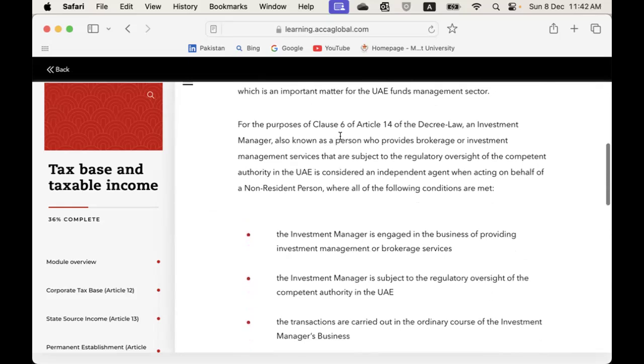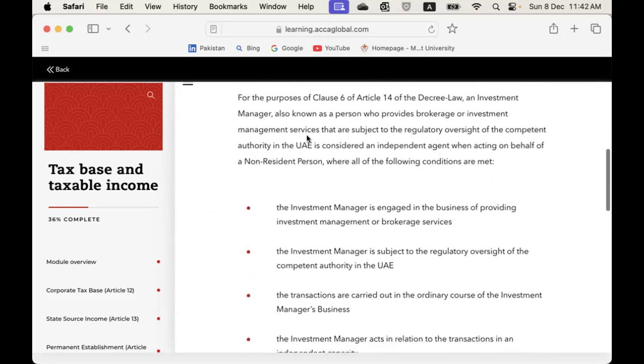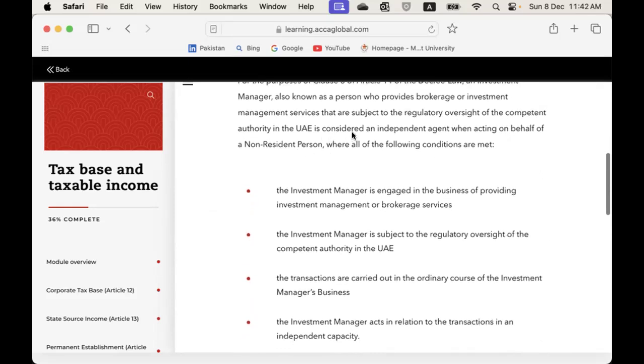Okay. For the purposes of clause 6 of Article 14, an investment manager, also known as a person who provides brokerage or investment management services that are subject to the regulatory oversight of the competent authority in the UAE, is considered an independent agent. And you know what will happen when that investment manager becomes an independent agent? What will happen? There will not be a PE. There will not be a permanent establishment concluded. Kalima, when will a permanent establishment be concluded in case of an investment manager? If he is a dependent agent.